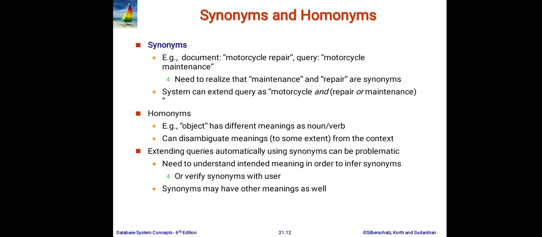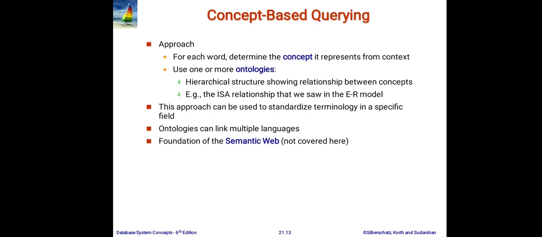Now a different concept is called a homonym. A homonym is the same object which may have different meanings. It may be a noun or it could be a verb, and there may be a meaning disambiguity if this differs. Extending queries automatically using synonyms can be problematic because you will not be able to find the correct answer. In that case we can use a homonym. A homonym is an object which, when referred to as a noun, has one meaning, and when referred to as a verb, has a different meaning. So this is nothing but concept based querying.